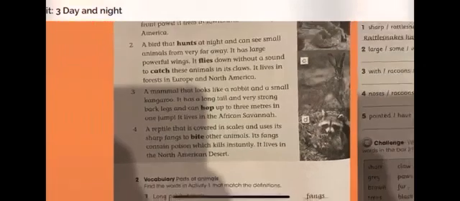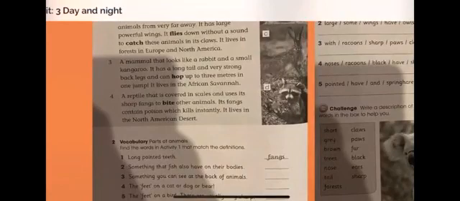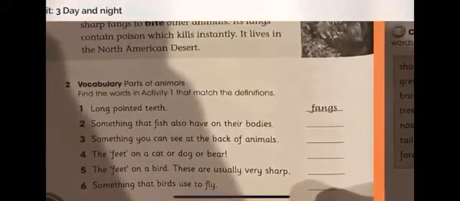So these are the descriptions and these are the pictures of animals. It's quite easy to match the descriptions with the animals, after understanding the difference between mammals, reptiles and birds. Now the second exercise is vocabulary: parts of animals. Find the words in activity 1 that match the definitions.